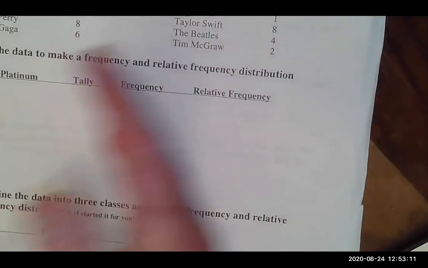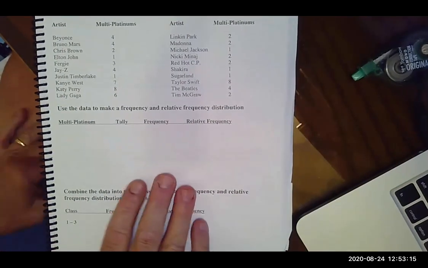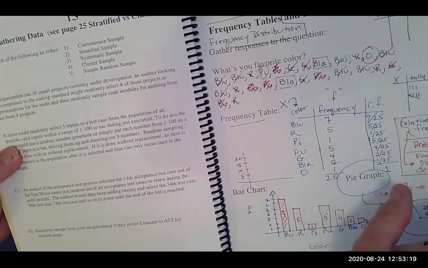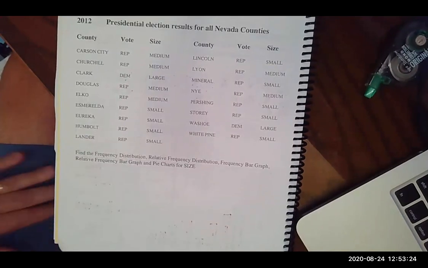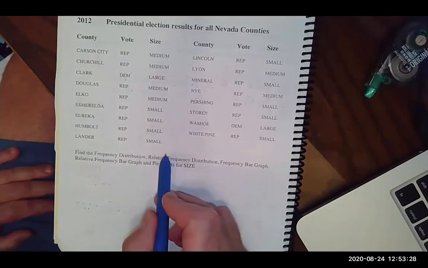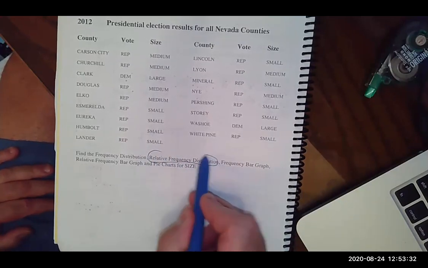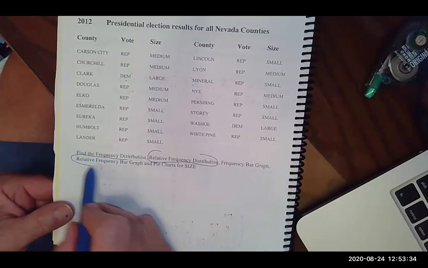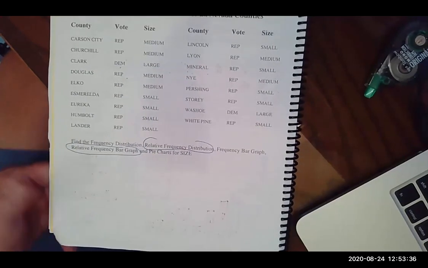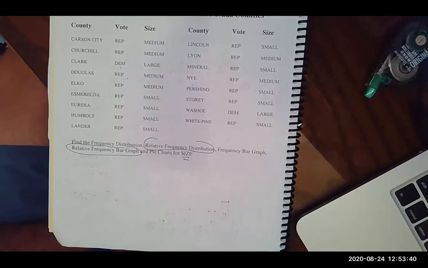Okay, so we'll get to this next page in a moment. I'm going to go back to the page that I skipped over. And what haven't I done? Maybe I'll do a relative frequency distribution and relative frequency bar graph and see what that looks like. And let's do it on what I suggest is size.